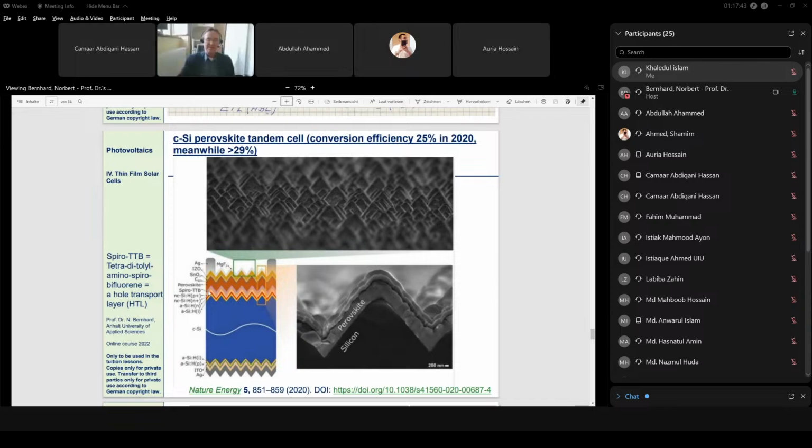Okay, and here we see a real structure. You see the real structure is even more complicated. In this case, it's a triple cell, and we see here the main layers, here gallium, indium phosphide, here gallium, indium arsenide, and here germanium. And we see a lot of additional layers, which of course all have their function, but which would be beyond the scope of this lesson.